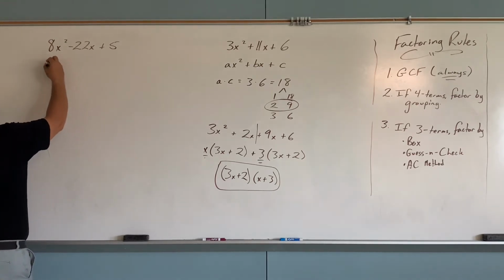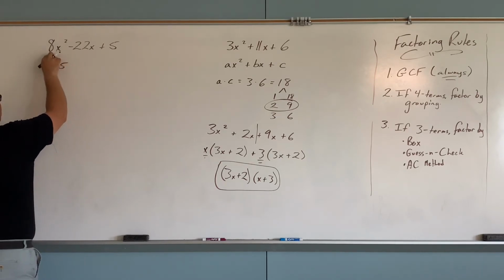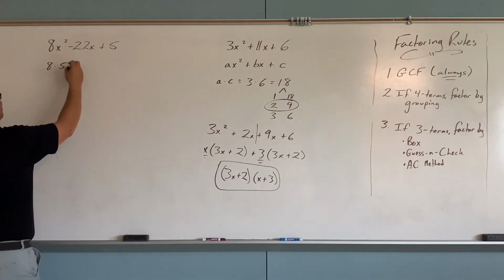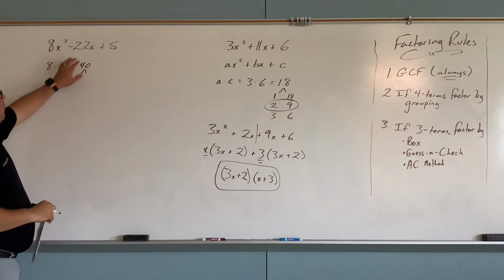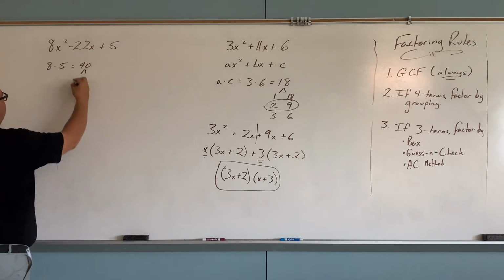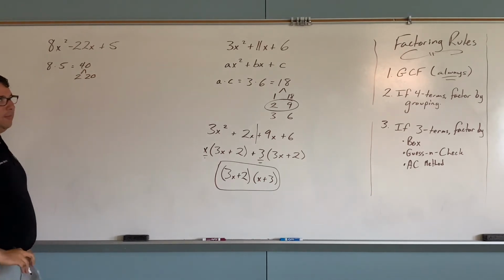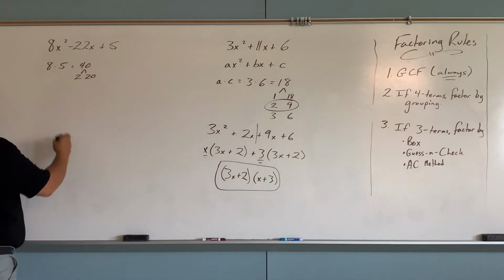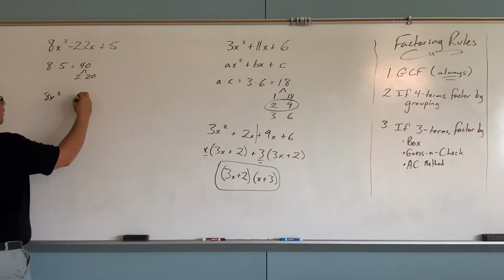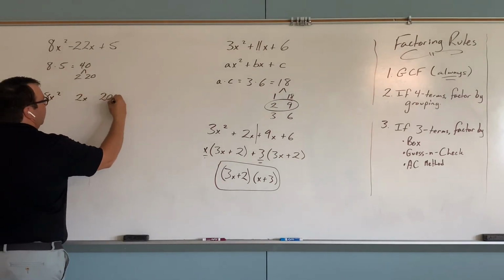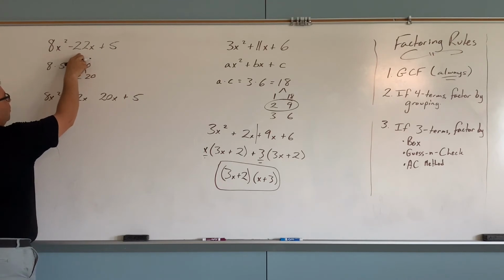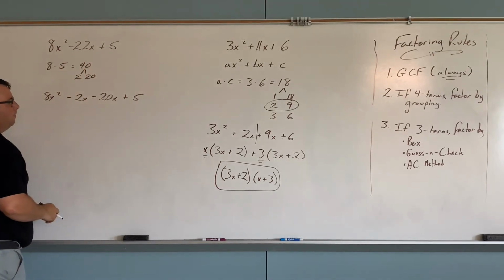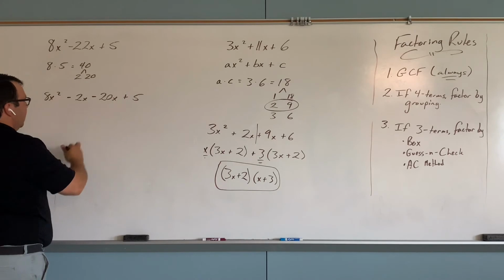So I'm going to take AC, so 8 times 5, that's my A and my C. That gives me 40. And I want factor pairs of 40 that will give me 22. Well, hey, sounds like 2 and 20 to me. Let's check it. So I have 8x squared, 2x, 20x, plus 5. What signs do I need here to get a negative 22? Well, negative and negative. Okay. Math Ninja.